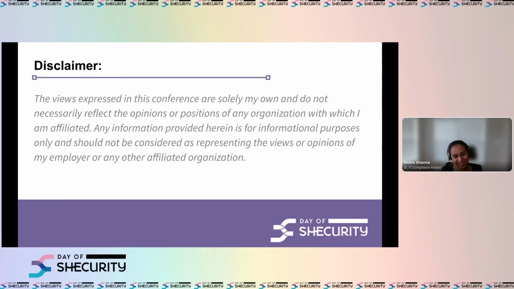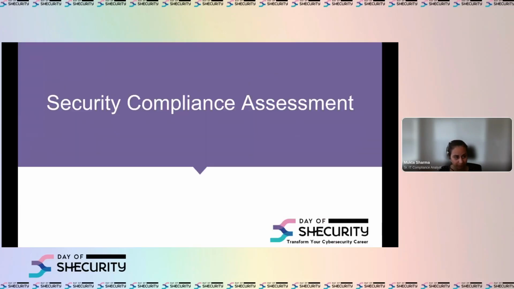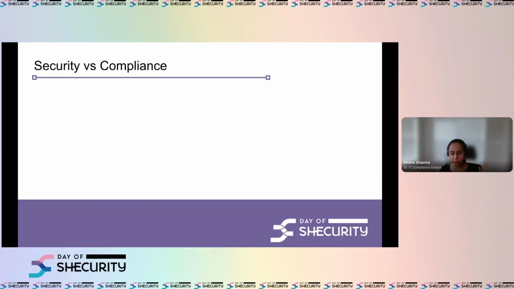So, moving on to the next slide, security compliance assessment. Now, let's break down each word in it: security, compliance, and then comes assessment. Now, a big debate that you will keep hearing about is security versus compliance. Which one is the more important factor when it comes to deciding security goals? My opinion is different. I don't consider security or compliance in terms of superiority. I see them as complementing each other. Definitely, compliance is not equal to security, but it is compliance and security.